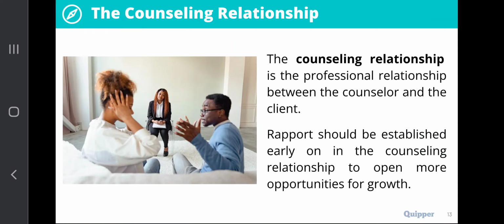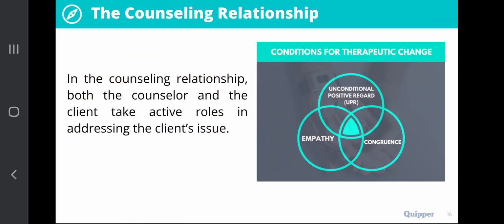This is the professional relationship between the counselor and the client. The rapport should be established early on in the counseling relationship to open more opportunities for growth. In the counseling relationship, both the counselor and the client take active roles in addressing the client's issues. Take note that it is a give and take process. Let us check the illustration below. In the conditions for therapeutic change, there is a paradigm wherein unconditional positive regard, congruence, and empathy should all meet together.